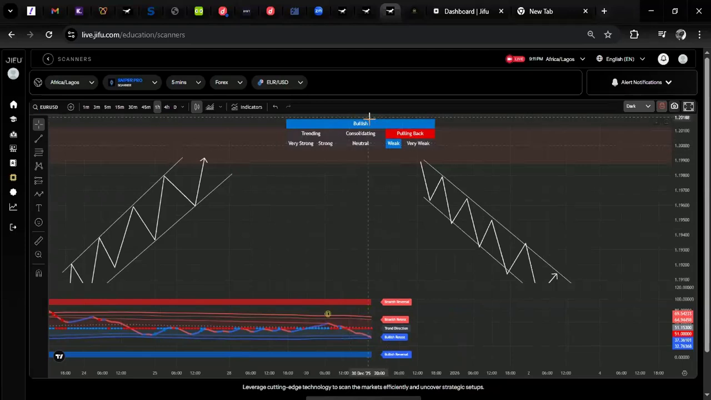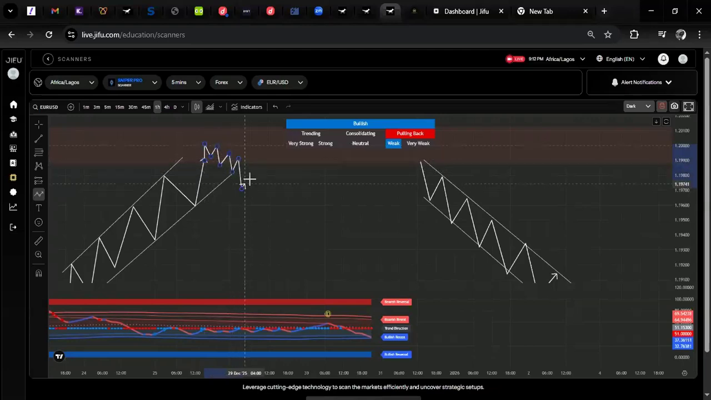That is why we have a pulling back. Now, let's say we have a bullish move like this, right? Then if it's pulling back, you start to see stuff like this. It begins to do something like this. It's no longer bullish. It's no longer trending to the upside. It's now what? Pulling back.